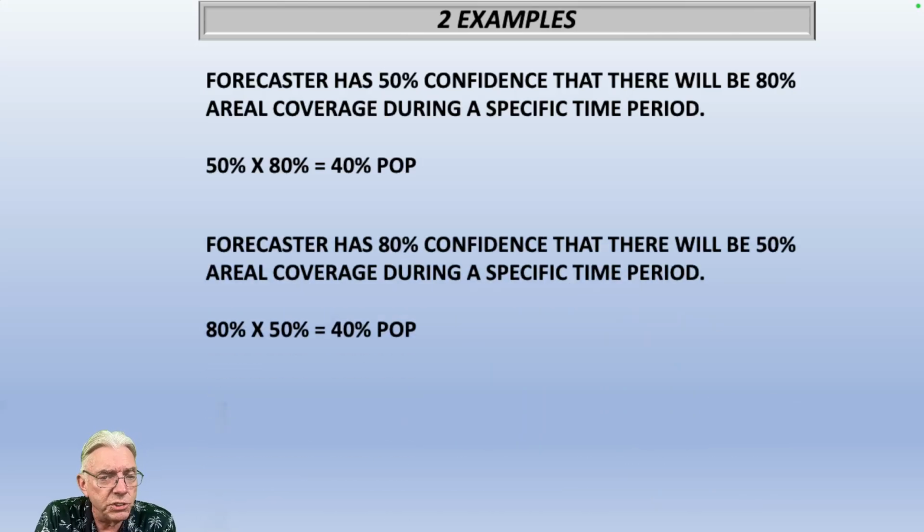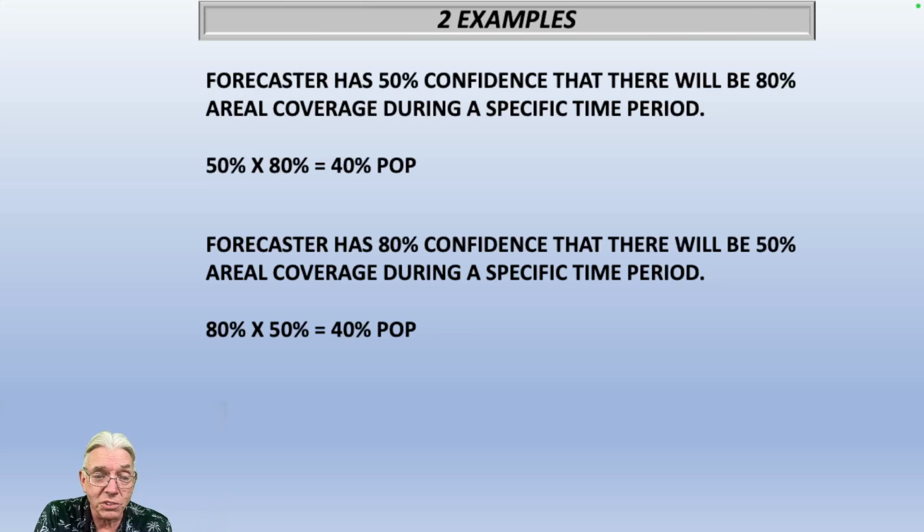Now, case 2, let's say the forecaster has 80% confidence that there will be 50% aerial coverage during a specific time period. Well, you take 80 times 50, and you again get a 40% probability of precipitation. So it's the same POP, okay, but it is affected by the forecaster confidence level and the confidence level in what he or she thinks the aerial coverage will be, okay?